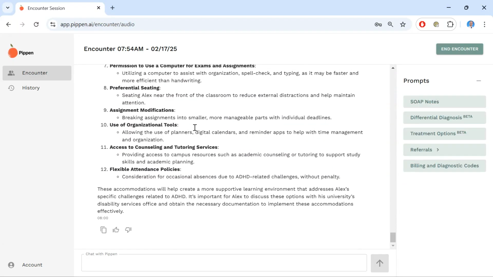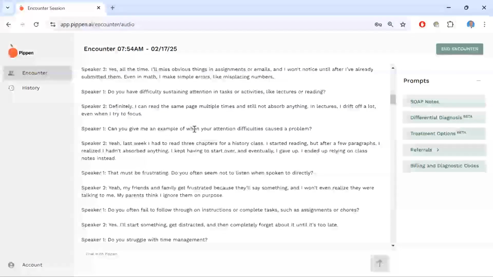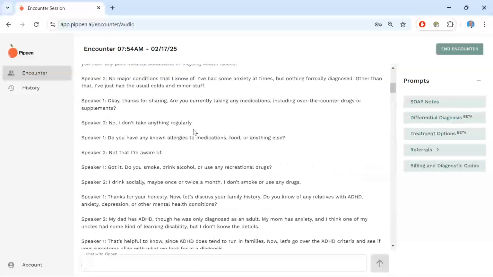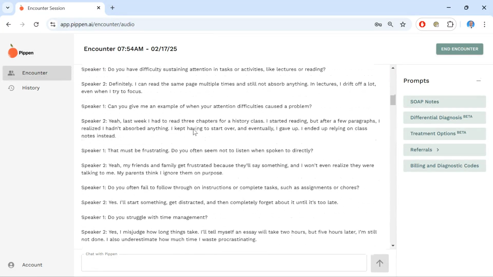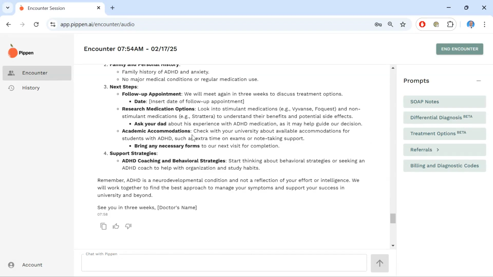I hope this helps clarify how the Pippen platform can be used to really continue to ask additional questions and get more information beyond just scribing or documenting the visit.